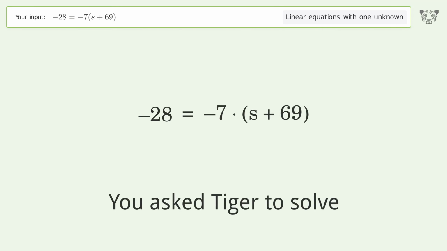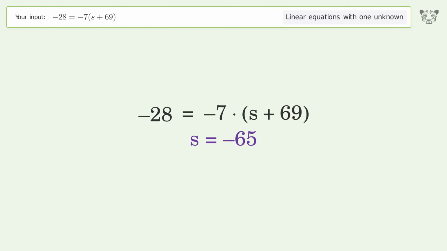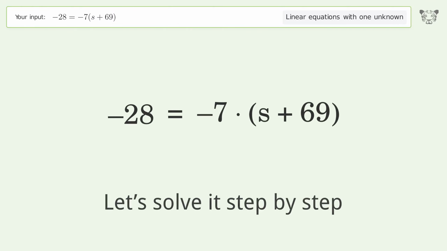You ask Tiger to solve. This deals with linear equations with one unknown. The final result is s equals -65. Let's solve it step by step.